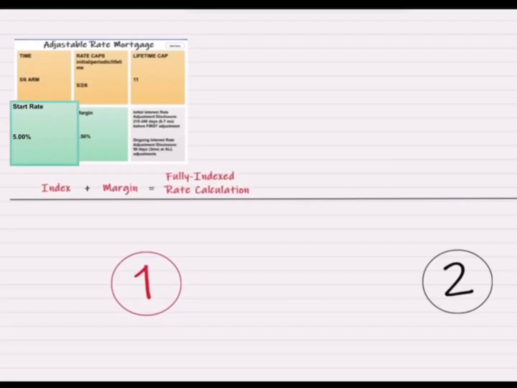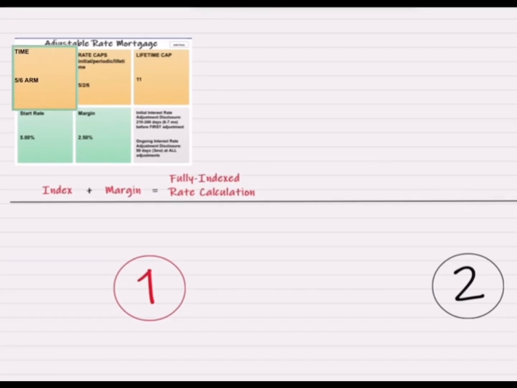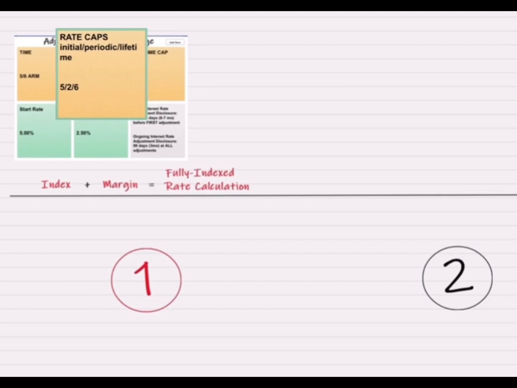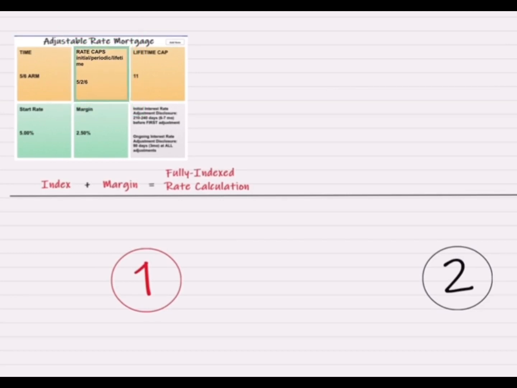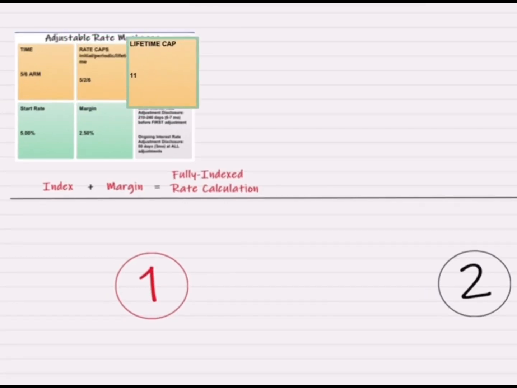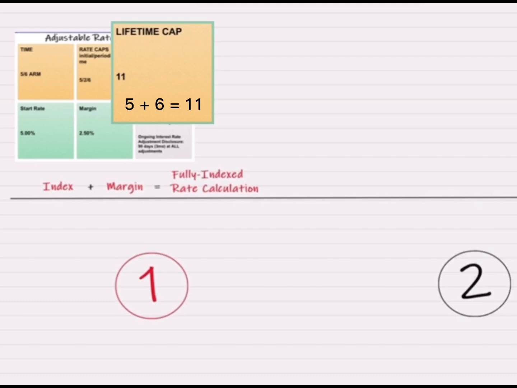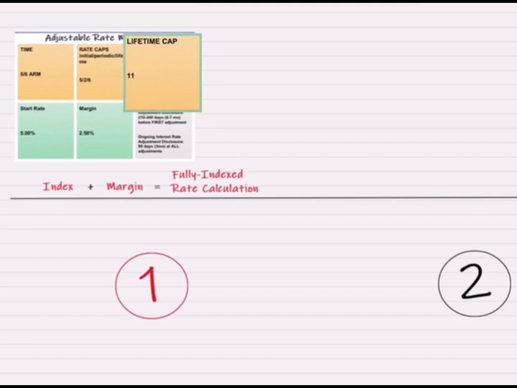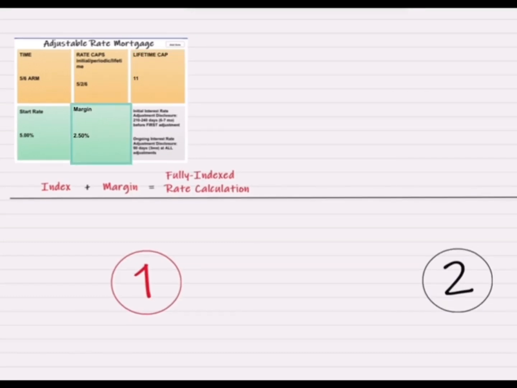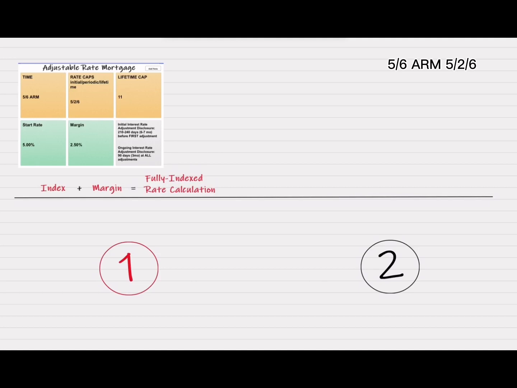In this example, we will be using a start rate of 5% for a 5/6 ARM loan with rate caps of 5, 2, 6. We take the start rate of 5% and add the 6% lifetime rate cap to come up with a lifetime cap of 11%. The margin is set at 2.5. You will find this loan written like this. Let's look at these 2 equations here.